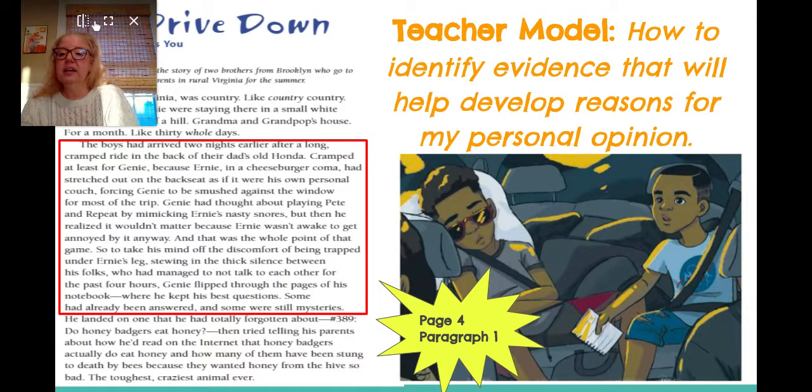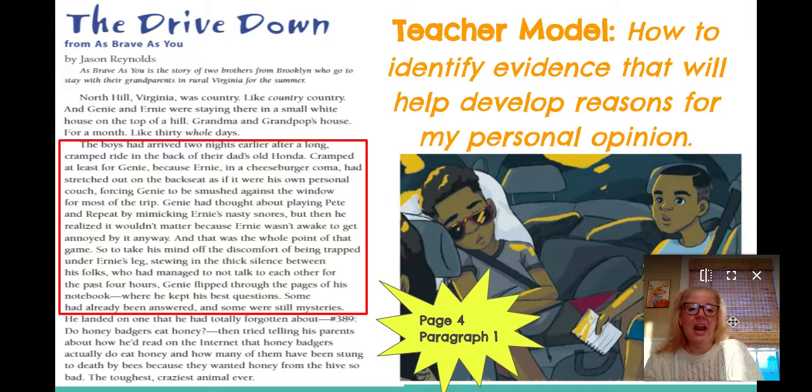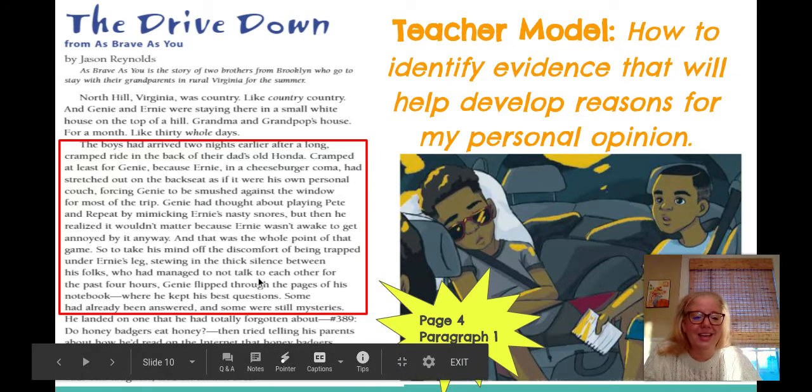Now, here is an excerpt from The Drive Down. And I'm going to look for some evidence that will help to support my opinion or help develop reasons for my opinion. So I'm going to focus in on this paragraph right here.